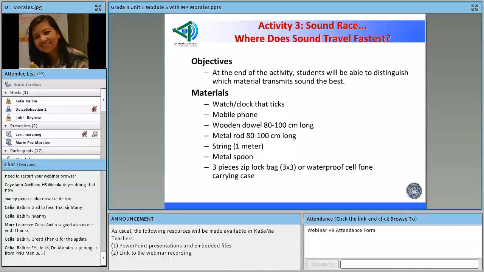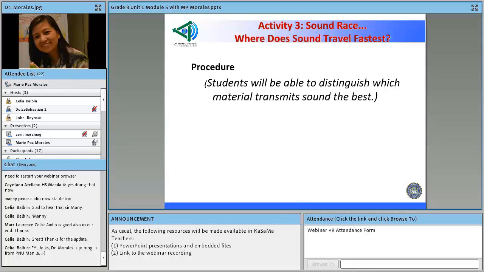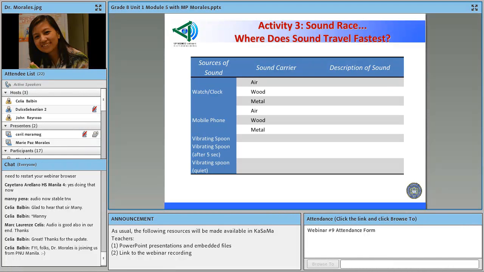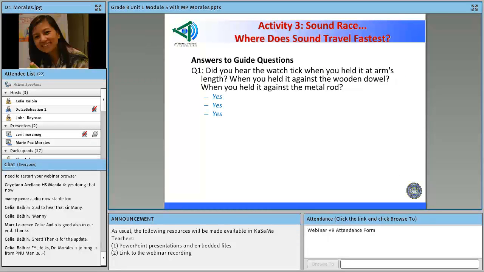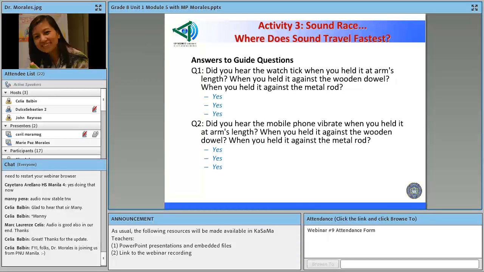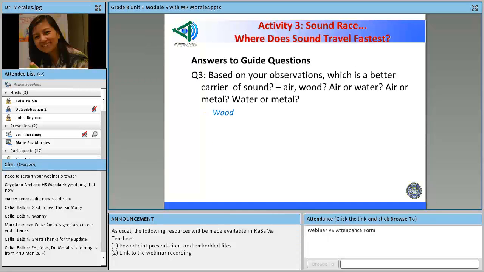In activity 3, okay, these are the different materials. You would want them to distinguish which material transmits sound best. Okay, so students will be able to distinguish which material transmits sound best. So these are the different materials, and this is the table corresponding to the activity. Again, guide questions are provided for your post-activity discussion.